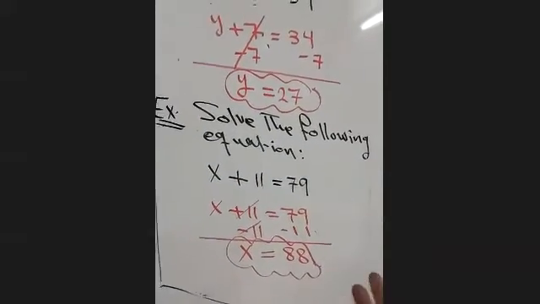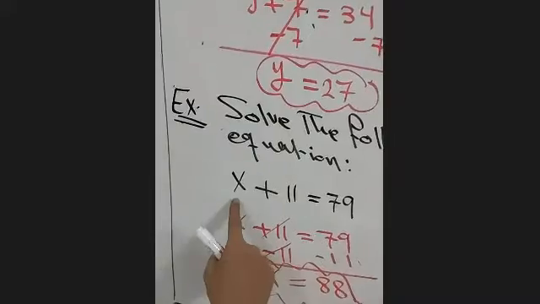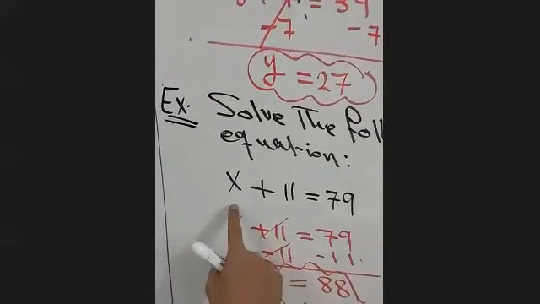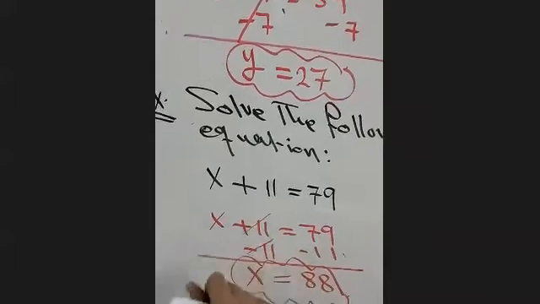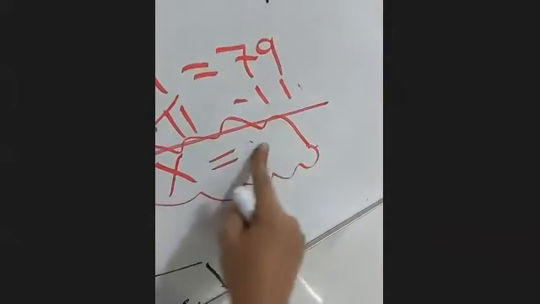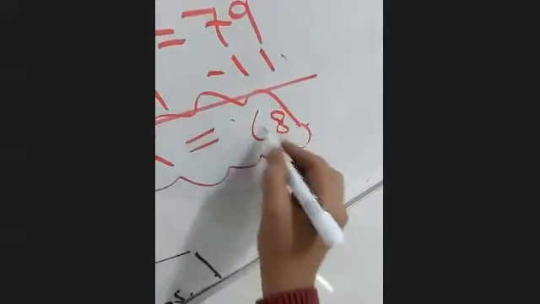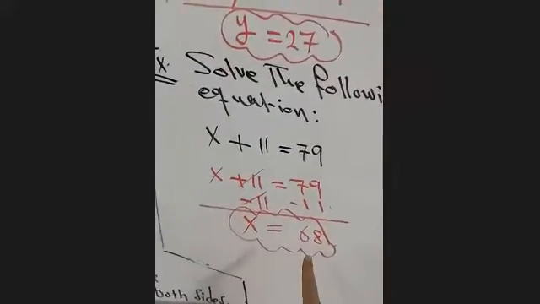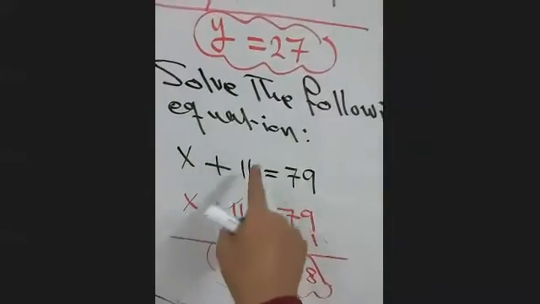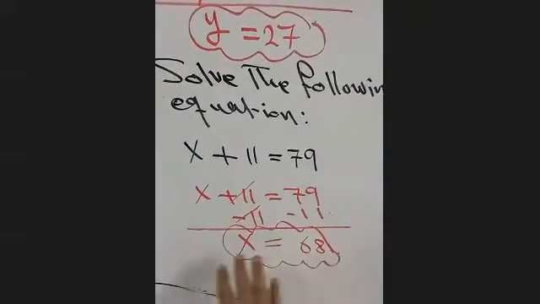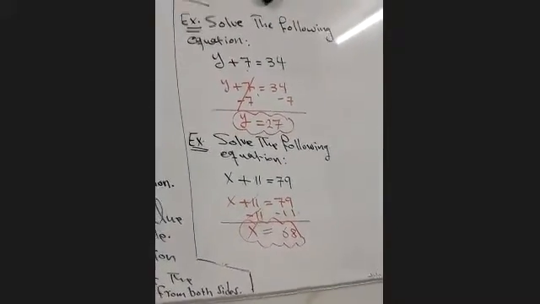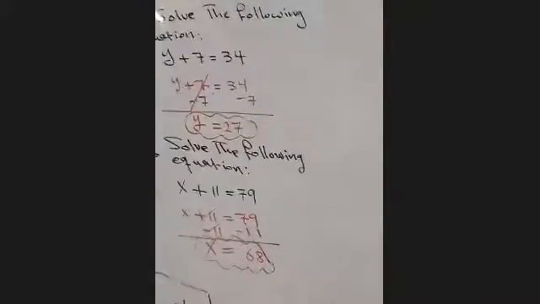Now let's check. How do we check? Replace x by 68. 68 plus 11, 79. So my variable here is x equals 68. Let's take another example.